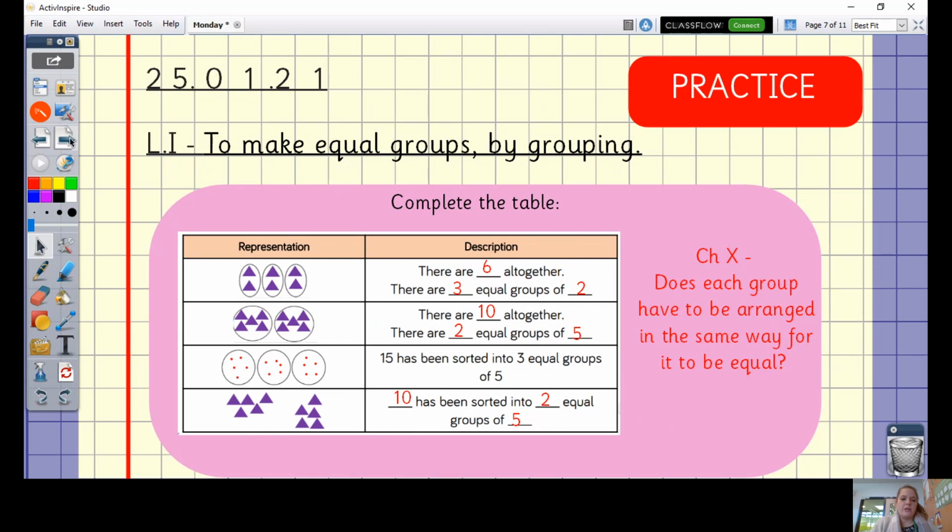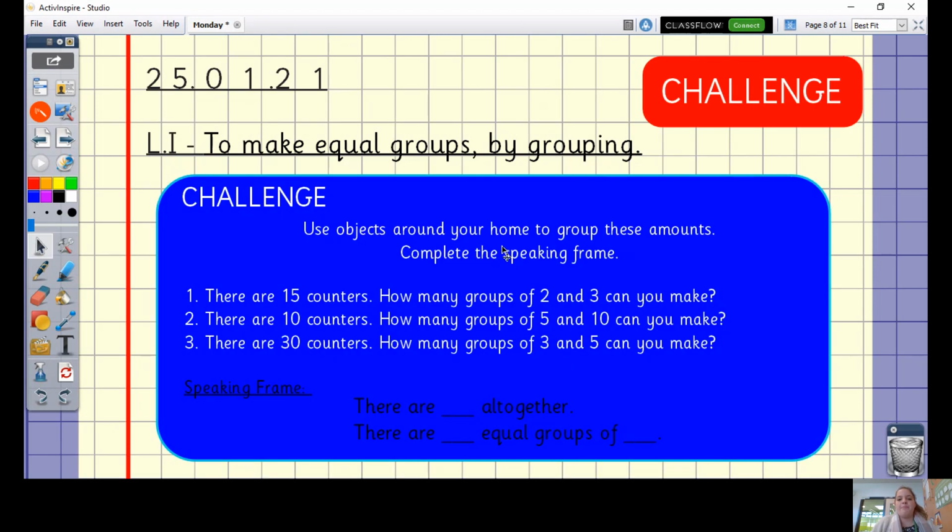Okay. So looking at your main activity then, I want you to use objects around your home to group these amounts. So a bit like we did with our sharing, but this time we're trying our strategy of grouping. So number 1, there are 15 counters. So you need 15 of an object. It doesn't have to be counters, it could be anything you have in your home.